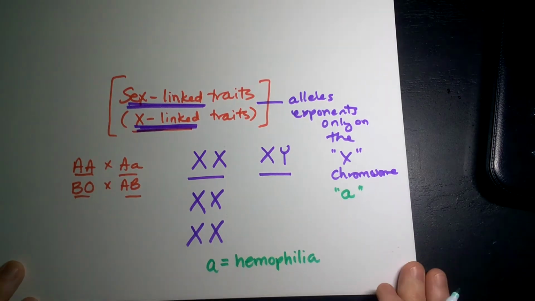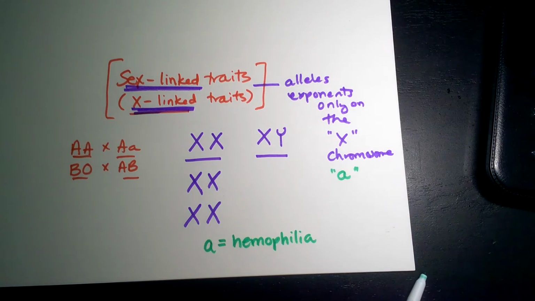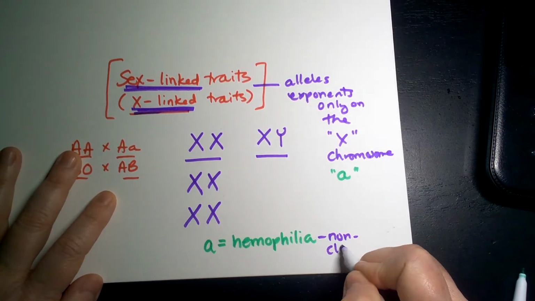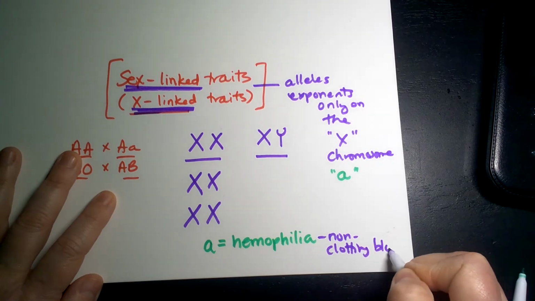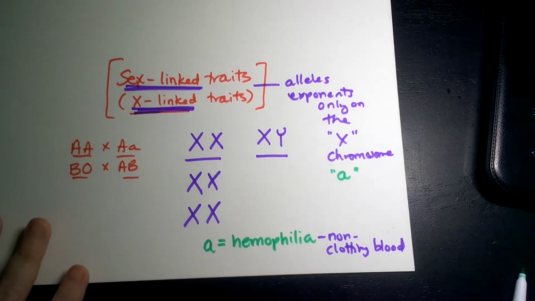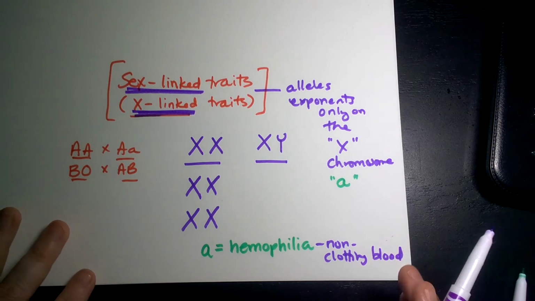All right, so hemophilia is a disorder where a person's blood doesn't clot. So non-clotting blood. Their platelet production is not that great. And so if you have hemophilia and you get cut or damaged or bruised, you bleed excessively. Sometimes it can lead to death.